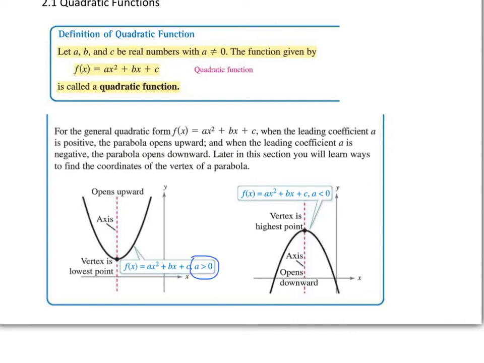If a is greater than 0, meaning it's positive, it's going to open up. If a is less than 0, it's negative, it's going to open down. The vertex is my lowest point on a positive one. It's the highest point on a negative one. My axis is actually an axis of symmetry, and it always goes through the vertex.